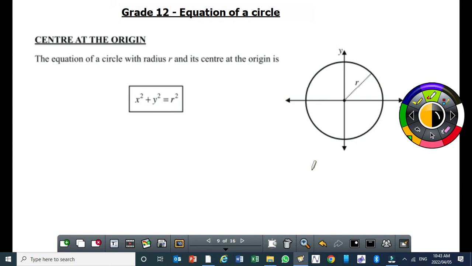Right, with regard to the equation of a circle, we have got two cases. Case one is when the center of the circle is at the origin. So here I write center at origin. Okay, that's the first case. Now, when you draw a circle with center at the origin, the diagram will look like this.